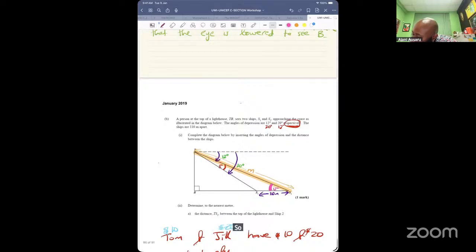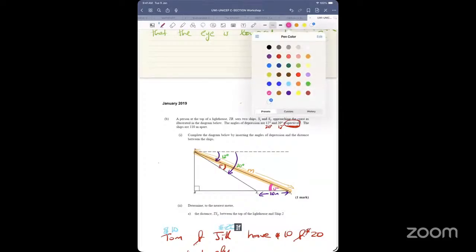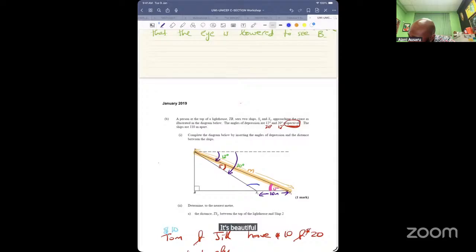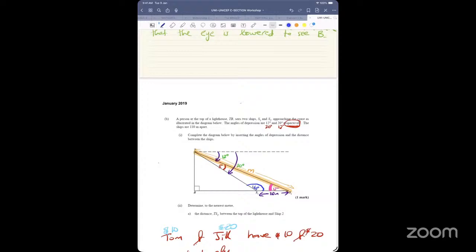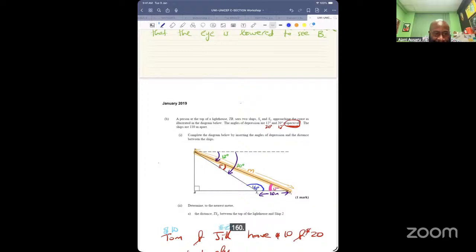So if that is 12, then I know the third angle as well, right? 8 plus 12, subtract from 180 and get the next angle. Beautiful. So this is what? 160. All right, good. So we have more than we need now, definitely. Think about it.